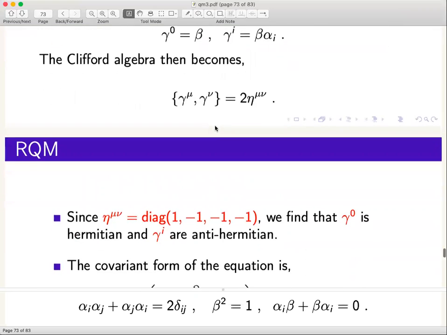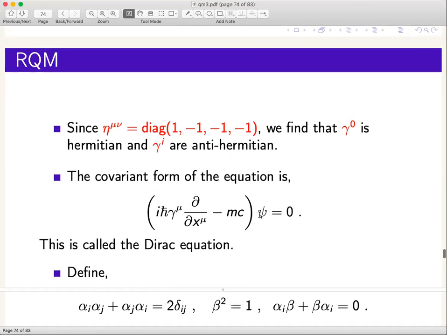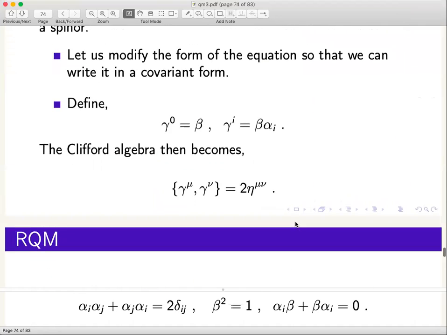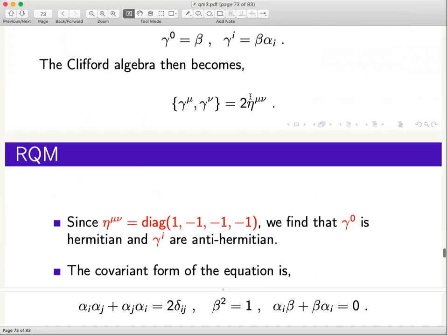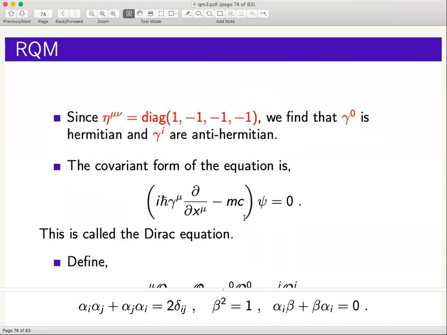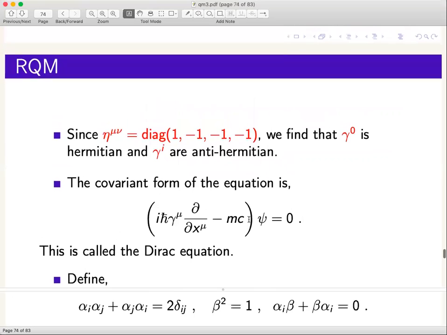So you can write down this entire equation in a covariant form, which is i h bar gamma mu del del x mu minus m c acting on psi equals 0. I have also divided this entire equation by c, replaced ct by x naught, and instead of having m c squared, I have only m c here. This is what is called the Dirac equation in covariant form. Any questions?